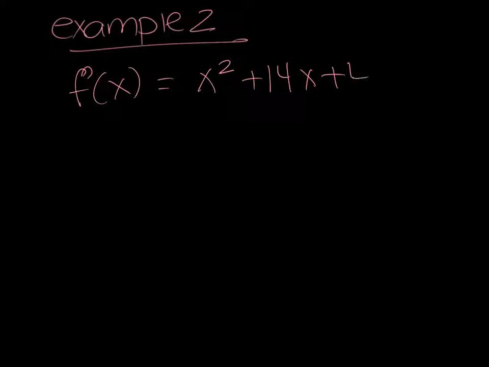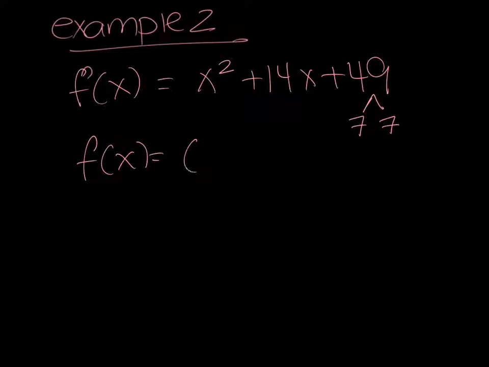All right, so we're going to have an example 2. f of x equals x squared plus 14x plus 49. My first step is to rewrite it as a perfect trinomial. If I factor it, 2 factors of 49 give me 7. When I add them, I also get 14. So my new one is f of x equals x plus 7 squared.